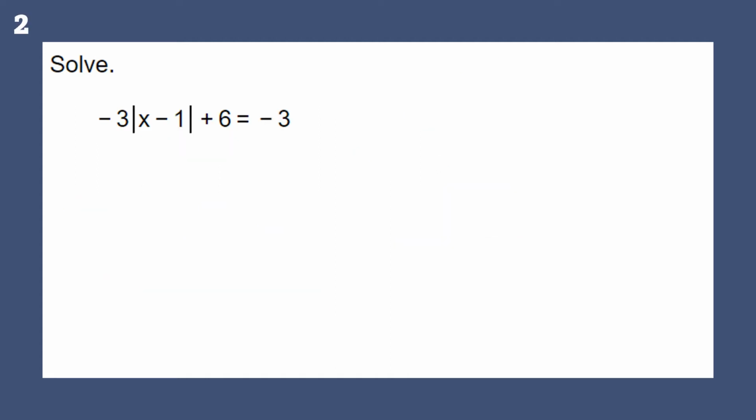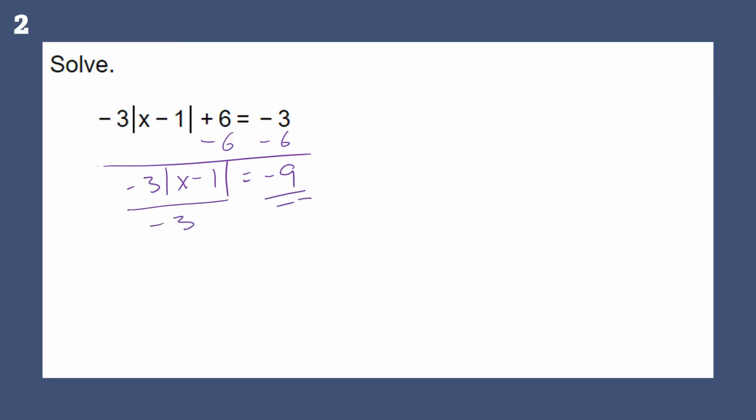So here's an absolute value equation, but before we split it into 2 equations, what we're going to do is we have to get the absolute value by itself. So I'm going to start by subtracting 6, and that gives me -9 equals -3, absolute value x minus 1. Now, the absolute value is not quite by itself because we have a -3 beside it. So I'm going to divide by -3 on both sides.